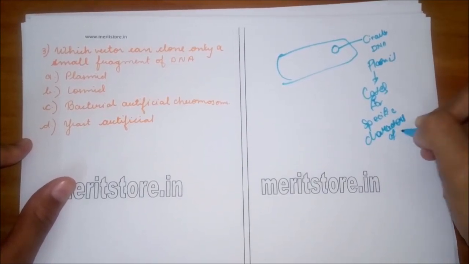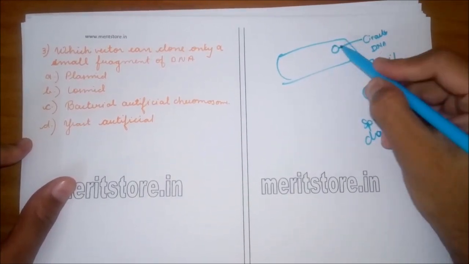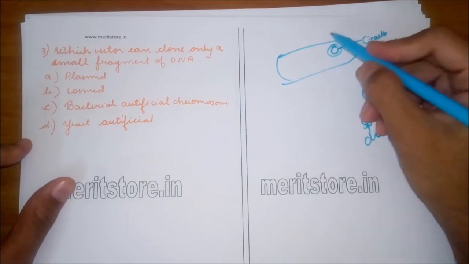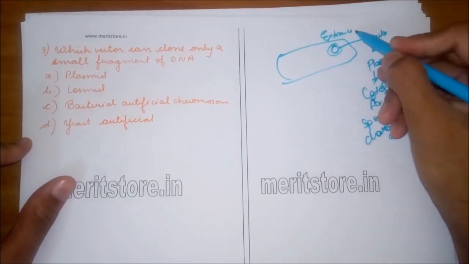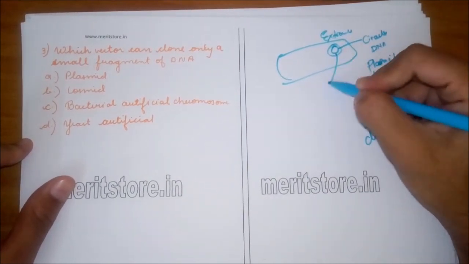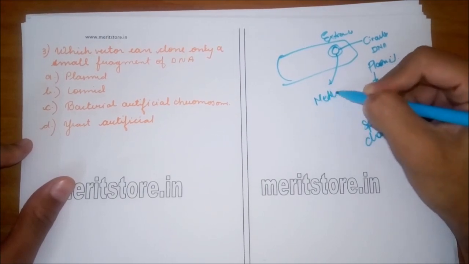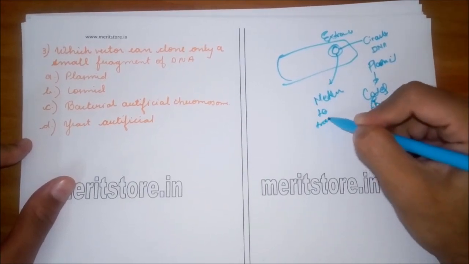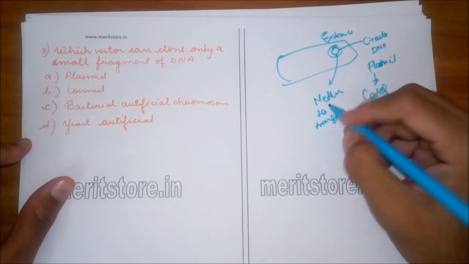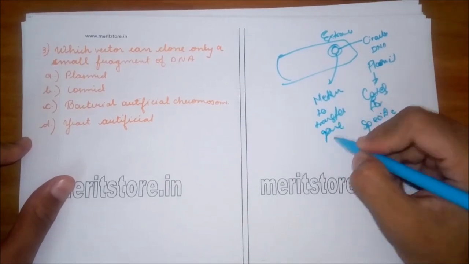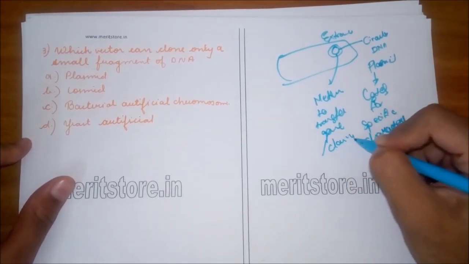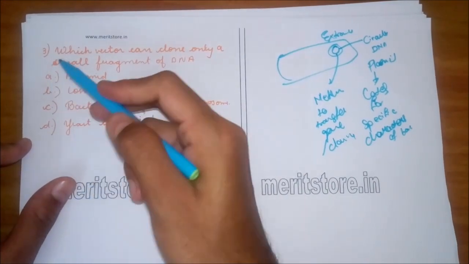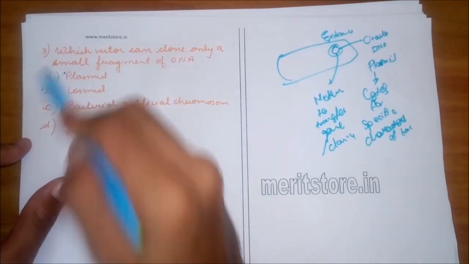of bacteria. So this small part or extra chromosomal DNA can be used as a medium to transfer genes and for cloning. So option A is the correct answer.